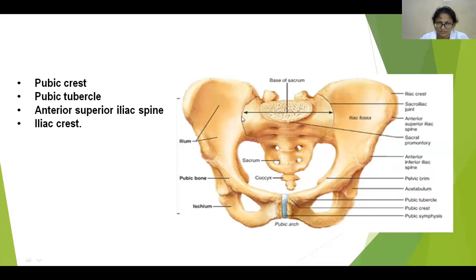This is the ilium bone. Okay, this is the ilium bone. This is the anterior superior iliac spine, and this is the anterior inferior iliac spine. Okay, and next this is the posterior superior iliac spine.